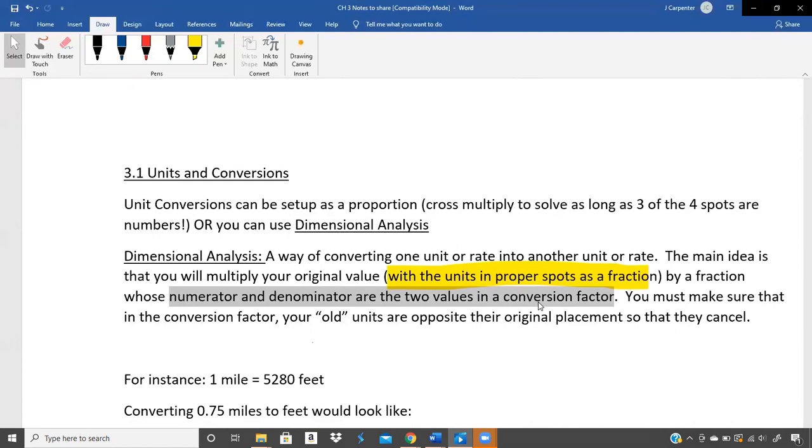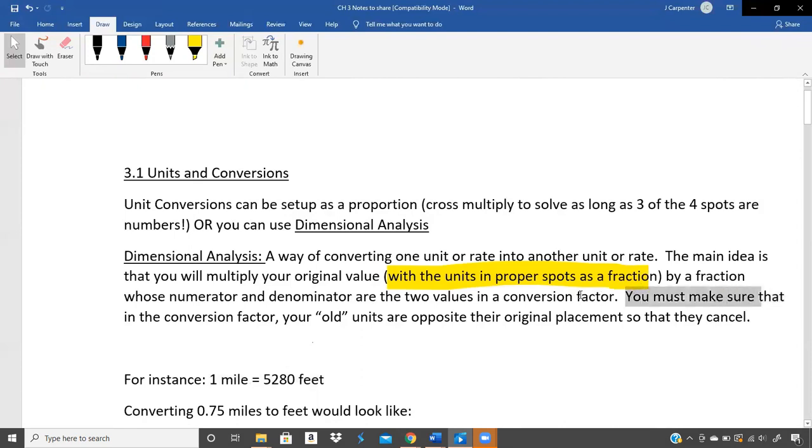It's just conversion factors. So you multiply by a fraction where the numerator and the denominator are the two values in a conversion factor. What I'm saying is if you wanted to convert between miles and feet, you'd be multiplying top and bottom with these numbers. The top might be the 1 mile, or the bottom might be the 1 mile. Top might be the 5280 feet, or the bottom might be the 5280 feet. So how do you tell which one goes top and which one goes bottom?